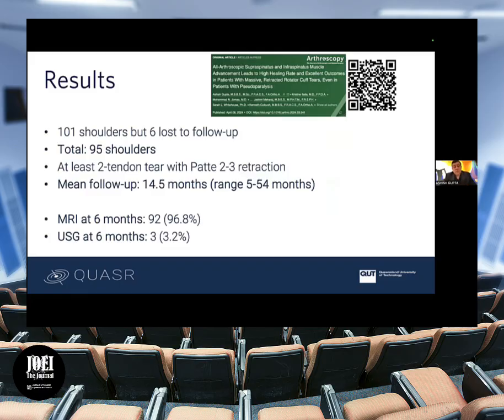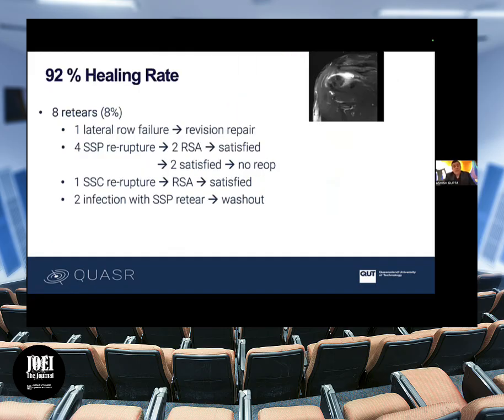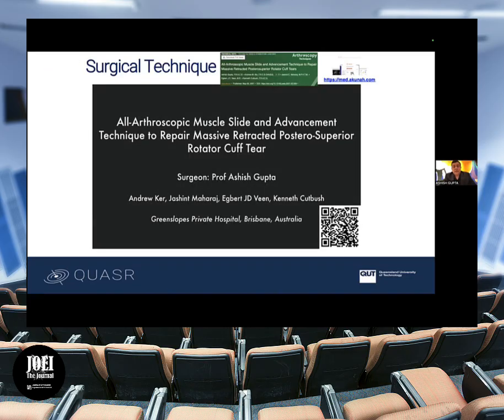Now we've gone up to 101 shoulders, and everybody's had an MRI done. As you can see here, 96.8% have had MRIs done, and we've got a mean follow-up of more than a year using this technique. And I have been able to achieve a 92% healing rate. This is independent of Tetris. I'm just trying to give you a preamble. So I've had 8 re-tears in almost these 100 patients now. And this is one of the re-tears which I've had, which needed something to be done.